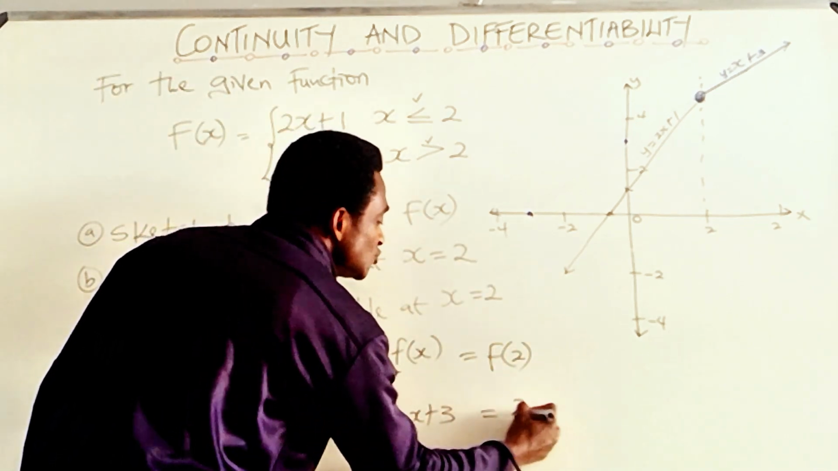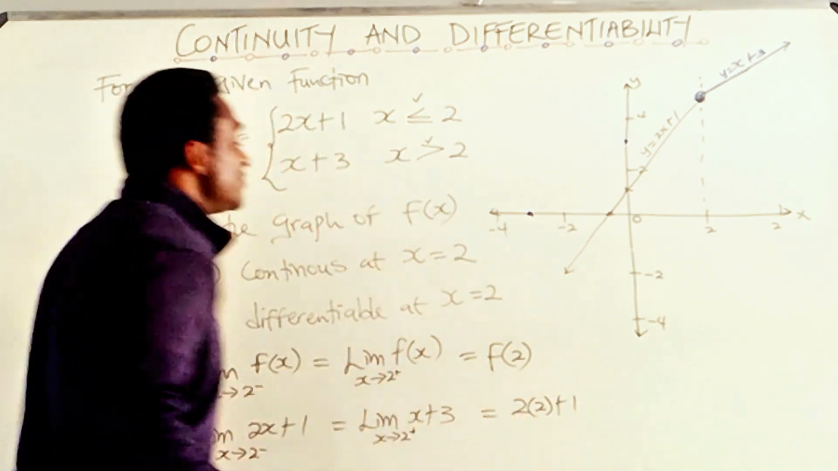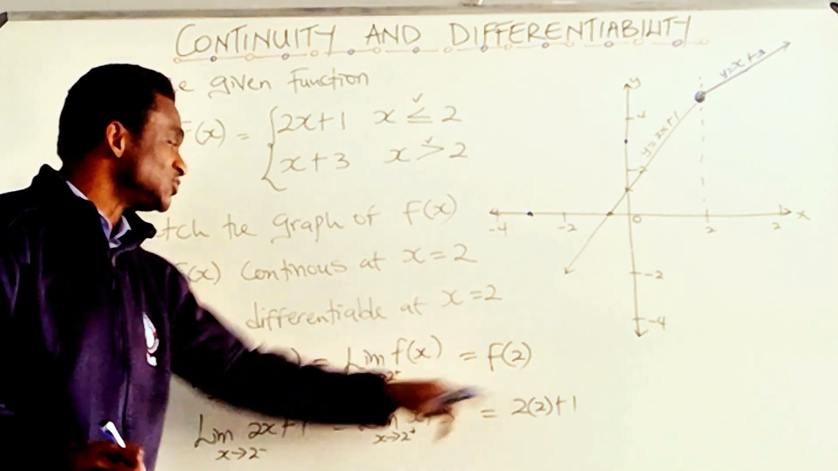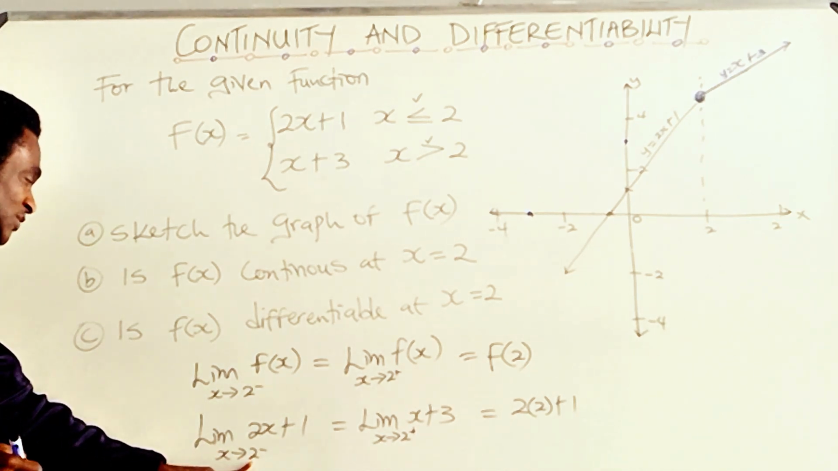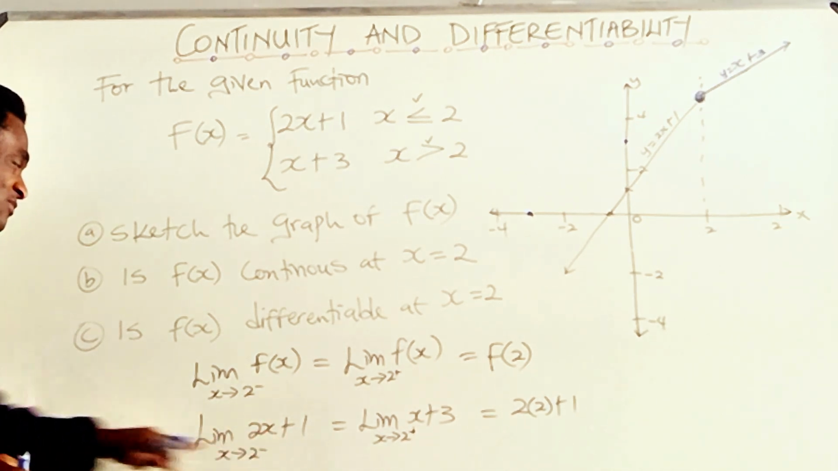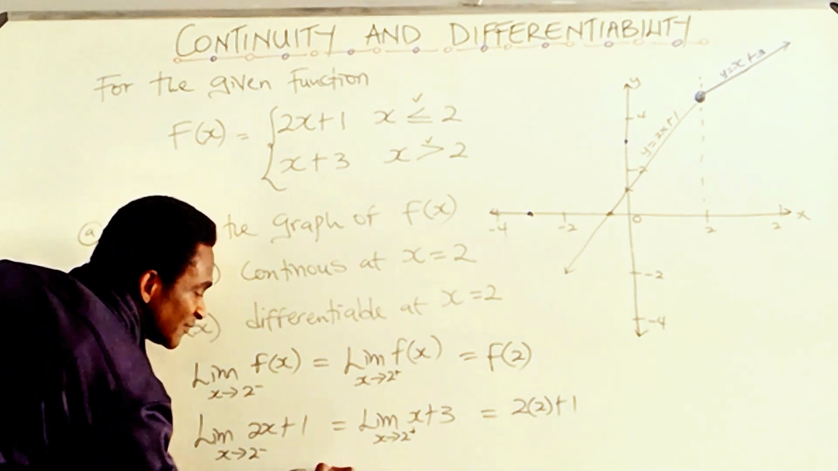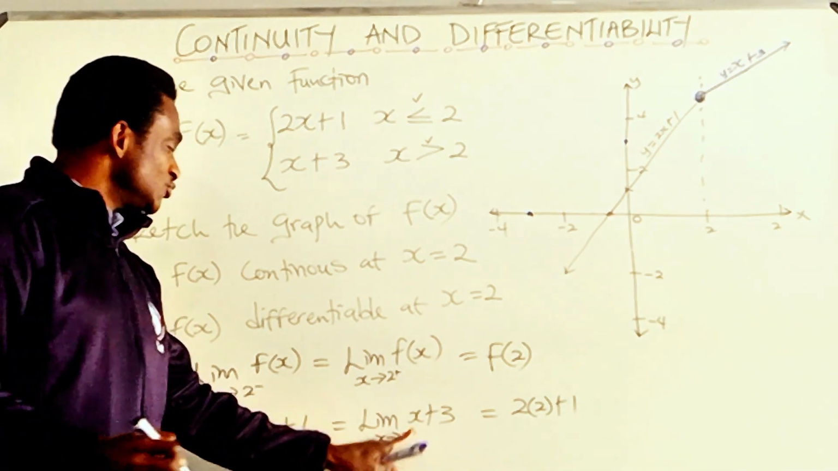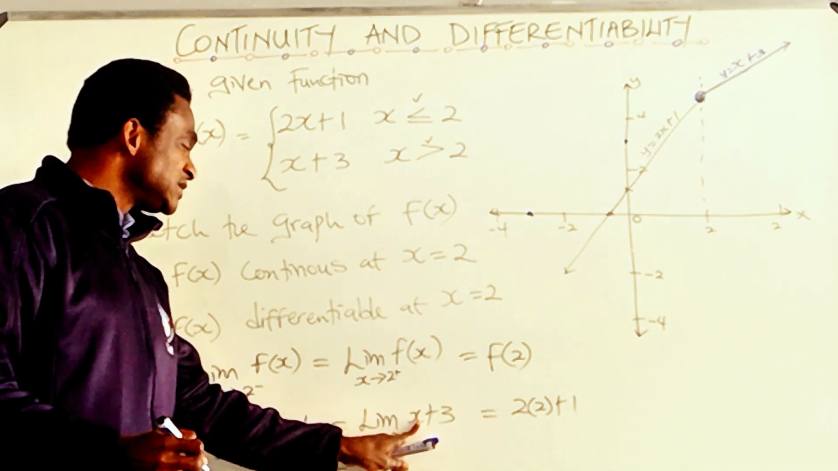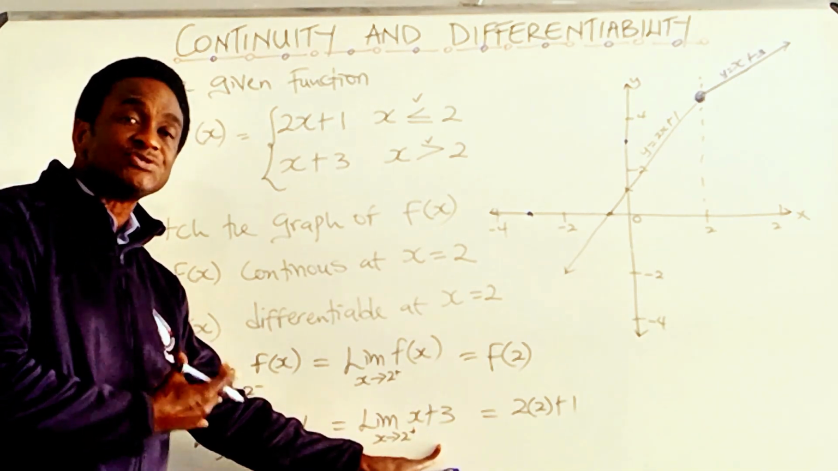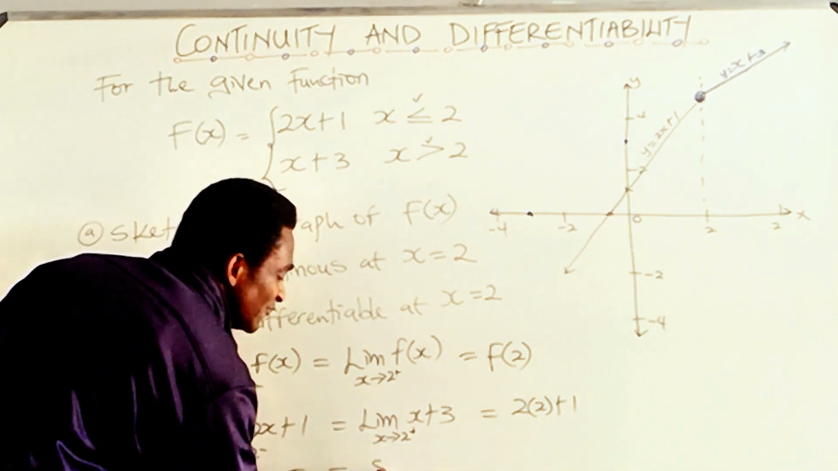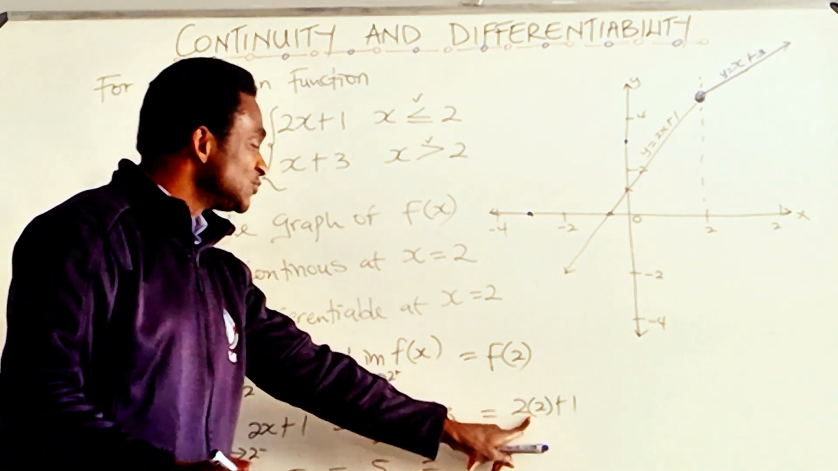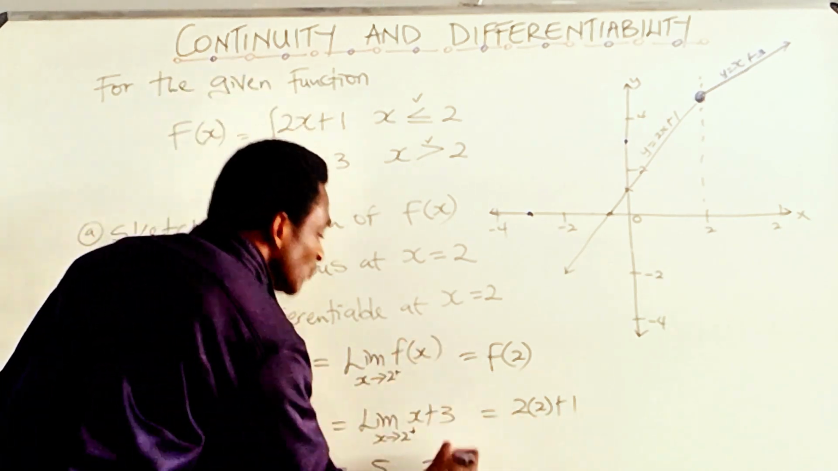So we have 2 times 2 plus 1. Remember, it can only be when it is equal to 2. Now let's see if these will give us the same thing. The limit of this function, if we substitute, we have 2 times 2 plus 1, which is 5. The limit, if we substitute for x, it is already simplified, so we don't need to simplify it. 2 plus 3 is 5. f of 2, 2 times 2 is 4 plus 1, 5.